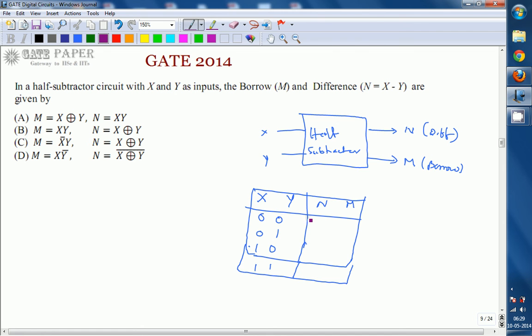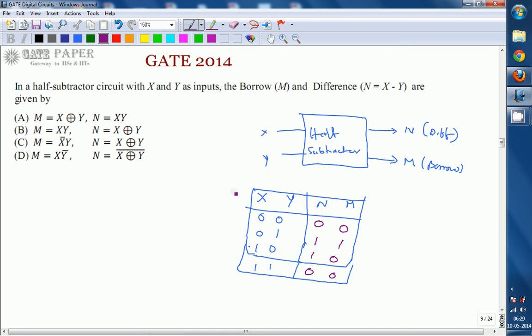0 minus 0: the answer is 0 and there is no borrow required. 0 minus 1: 0 is smaller, 1 is larger, so it requires a borrow. And we are dealing with binary, so whenever you get a borrow, it comes as a 2. So 2 minus 1 is 1, so you get a borrow as well as a result of 1. 1 minus 0 is 1 with no borrow. 1 minus 1 is 0 with no borrow.